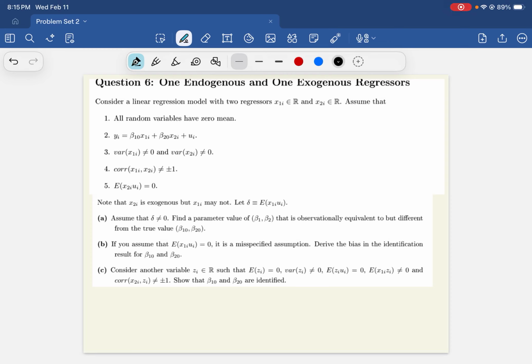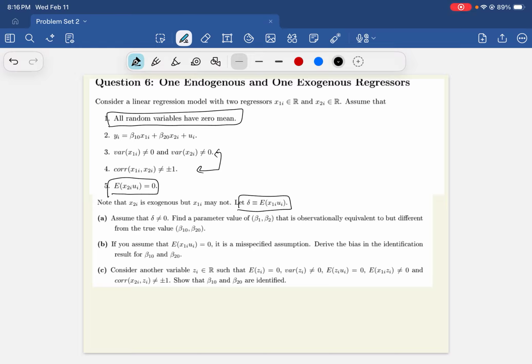Okay, question 6. We consider two variables, x1 and x2. By the way, we are starting from this assumption: everything is demeaned, which simplifies the problem a lot. The main problem here is that x2 is okay, but x1 may not be exogenous. That is the problem. Everything else is full rank assumptions, so they are not a big problem.